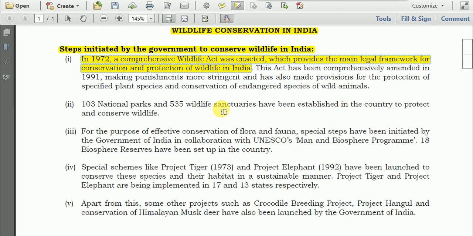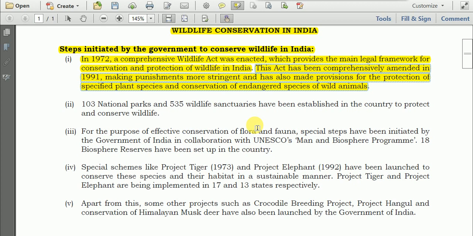So in order to conserve wildlife in India, the government of India enacted a comprehensive Wildlife Act in the year 1972. It provides legal framework for conservation and protection of wildlife in India. And this act was comprehensively amended in 1991, making punishment more stringent, and has also made provisions for the protection of specified plant species and conservation of endangered species of wild animals.